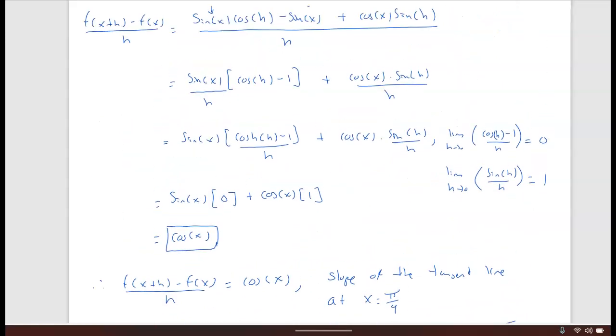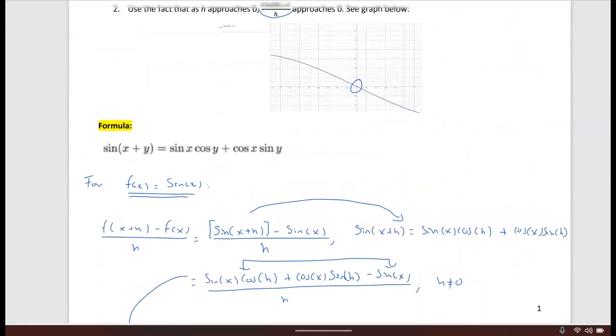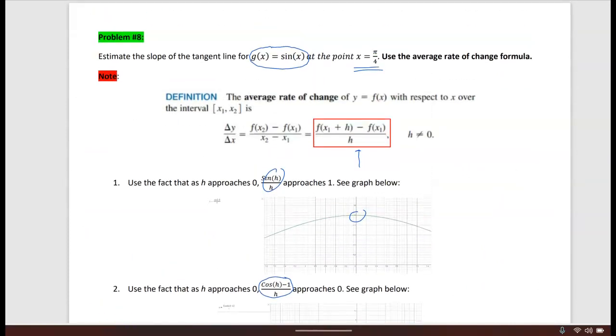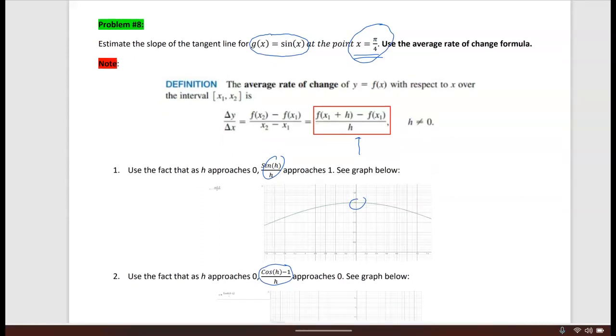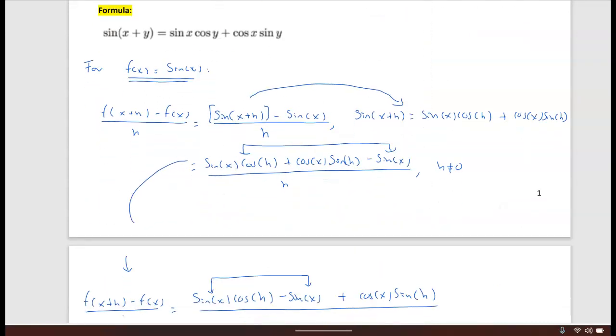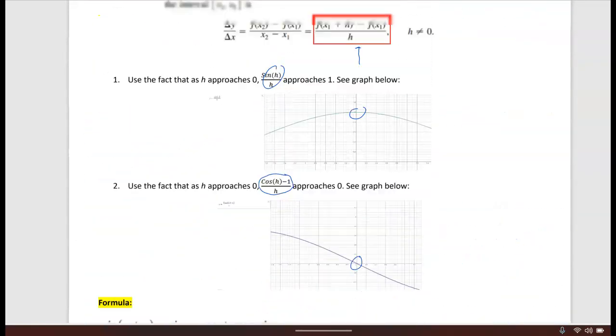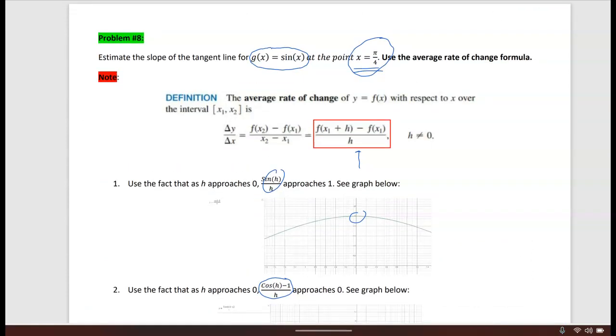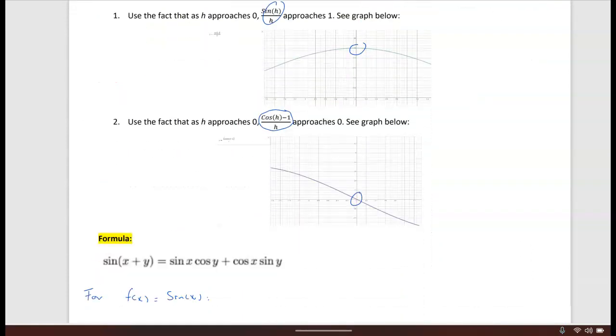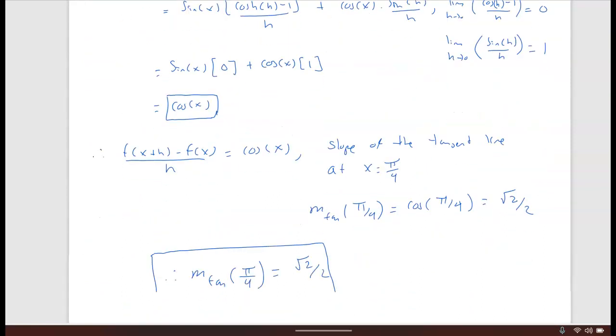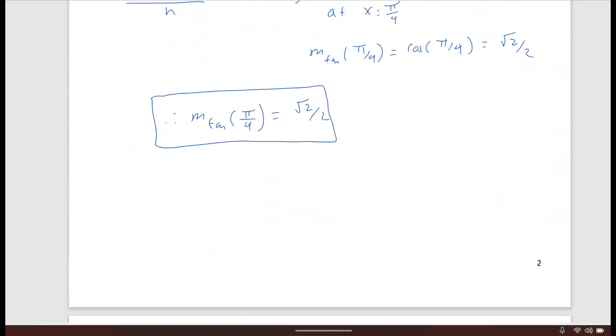For this problem, they just want us to estimate. In this case, we actually found the value at pi over 4. I also provided the equation, but they don't want the equation. Let me just double check. They just want the slope. So for the slope at that coordinate point, you're going to have the square root of 2 over 2.